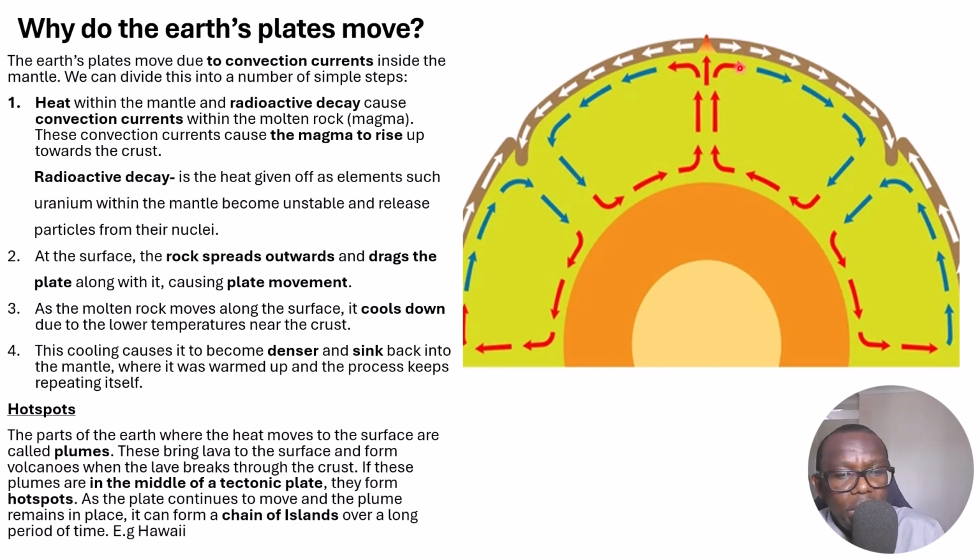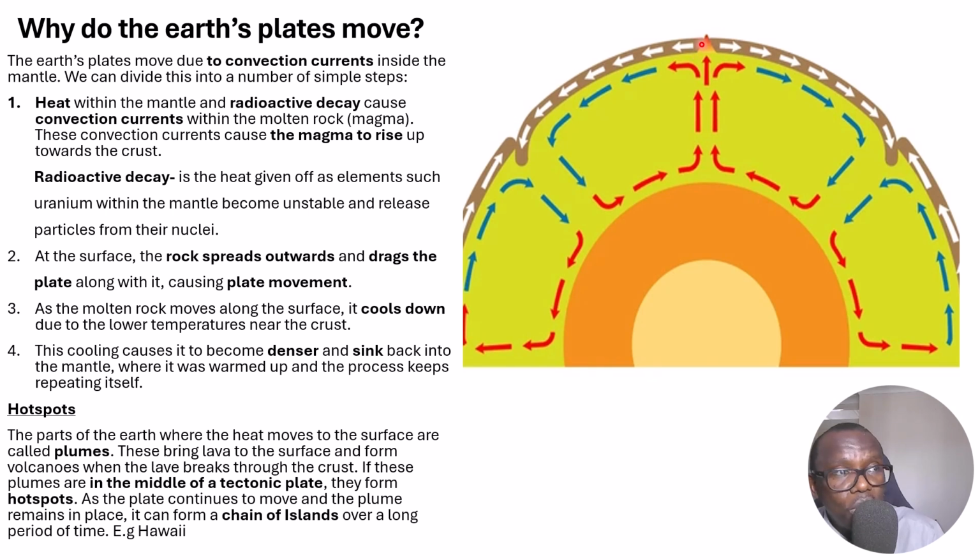And the other thing I'd like to mention here are hotspots. The parts of the Earth where the heat moves to the surface are called plumes, right? So like here, this particular bit here, this is a plume because magma is coming up towards the surface or towards the crust. And these bring lava to the surface and form volcanoes where the lava breaks through the crust. And if these plumes are in the middle of a tectonic plate, they form what are called hotspots.